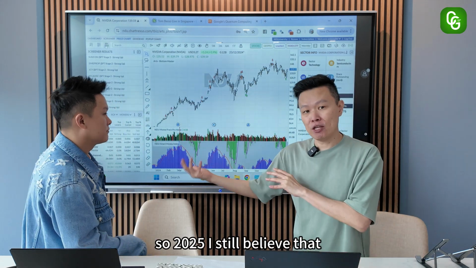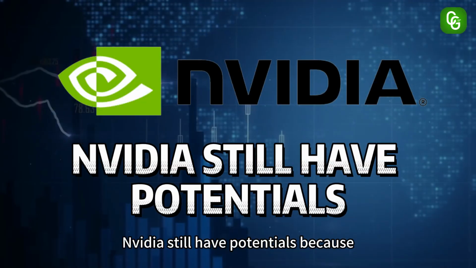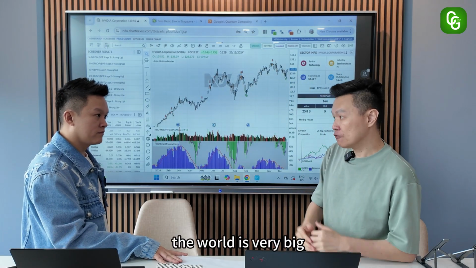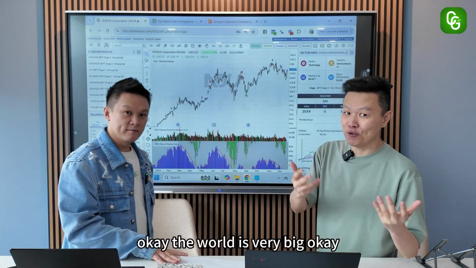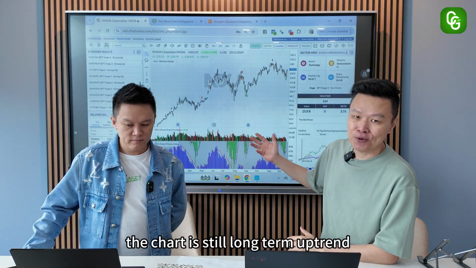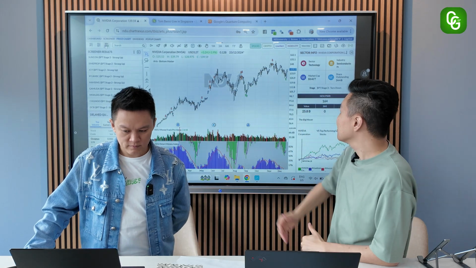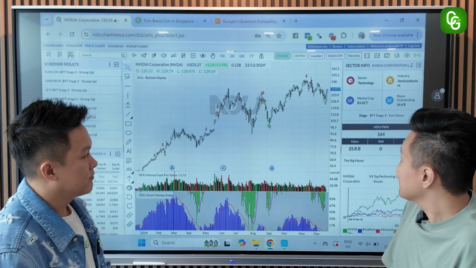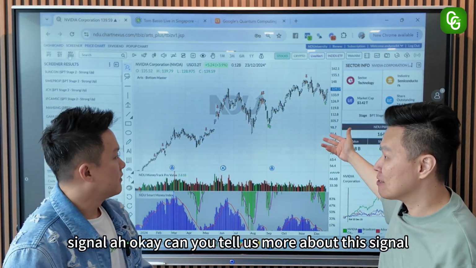For 2025, I still believe Nvidia still has potential because the world is very big. And the chart is still in a long-term uptrend. In the last few days, there is a signal. Can you tell us more about this signal?